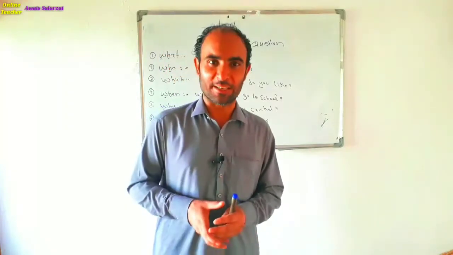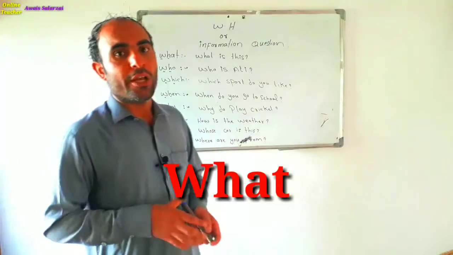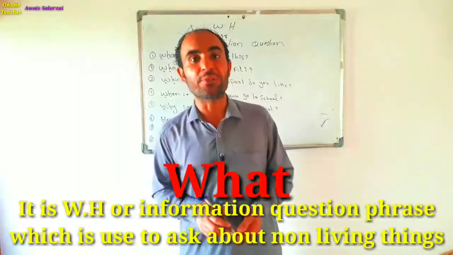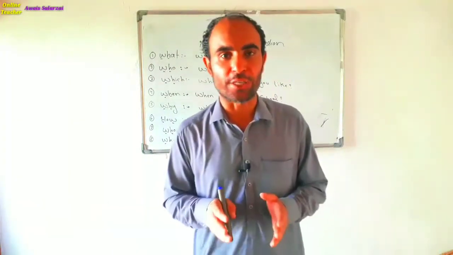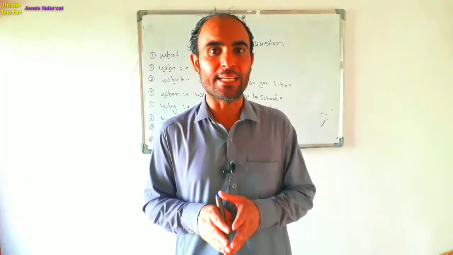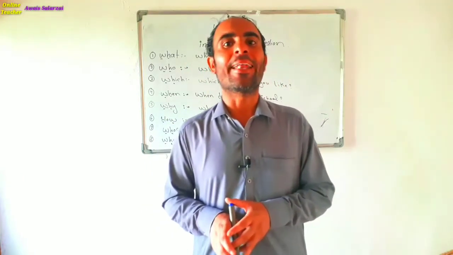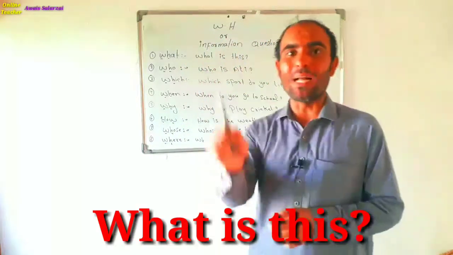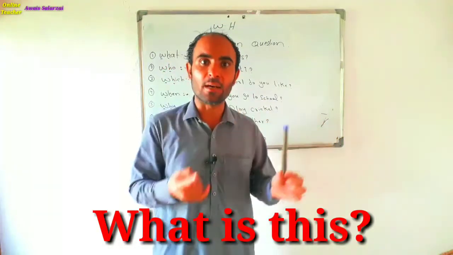Now let's discuss them. The first one we have is what. What is a WH information question phrase which is used to ask about non-living things, pictures, animals. What is going to ask about pictures, animals or non-living things. For example, we have what is this? It is a non-living thing. So what is this? It is a marker.